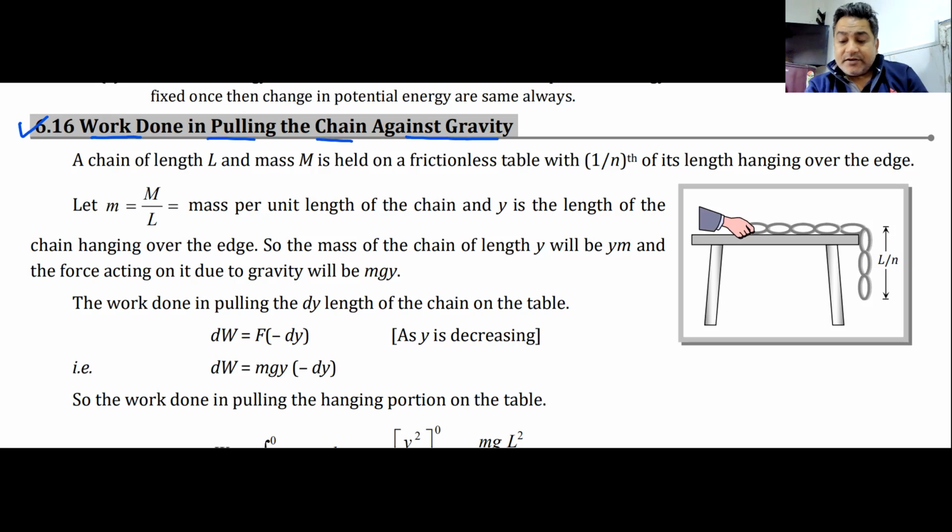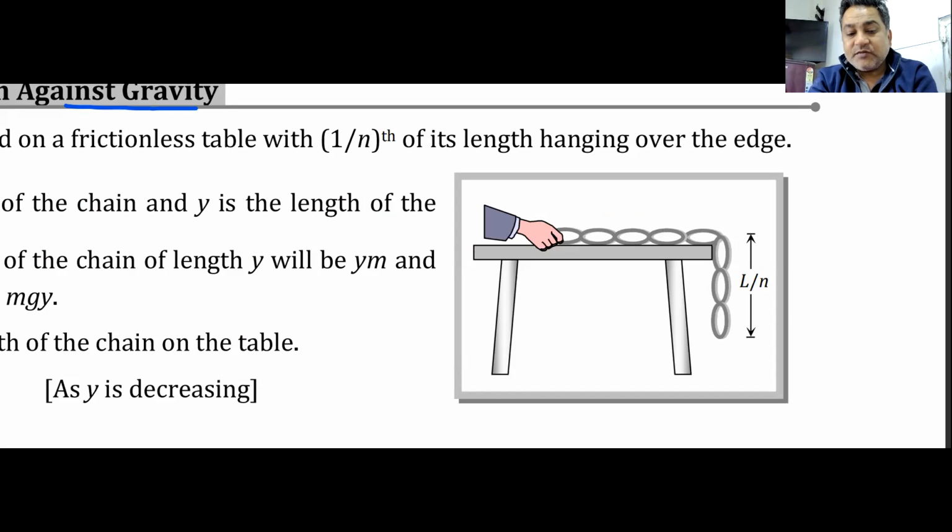So what do we have here? If I can just elaborate, I hope you have written the heading, work done in pulling a chain against gravity. I hope all of you have written this heading. Now, once you have written this heading, you have to understand the premise of this question. And the premise of this question is very simple. I have a chain of mass m and length l.